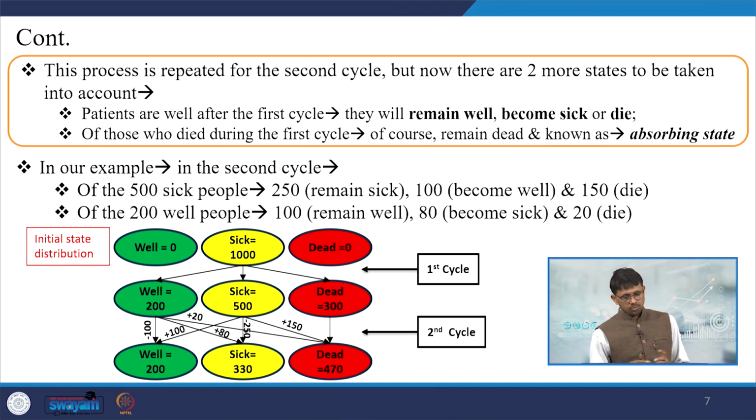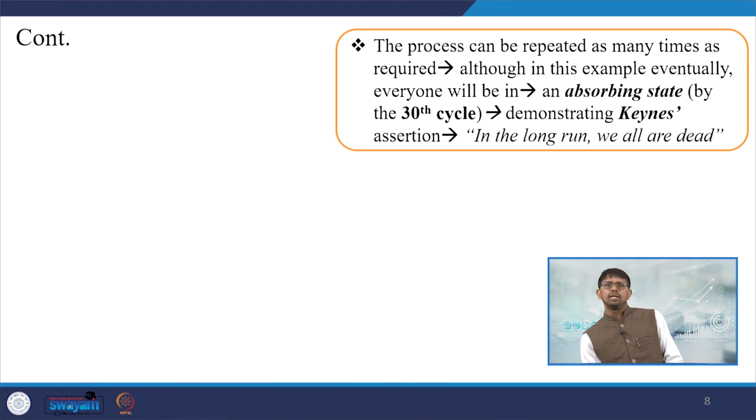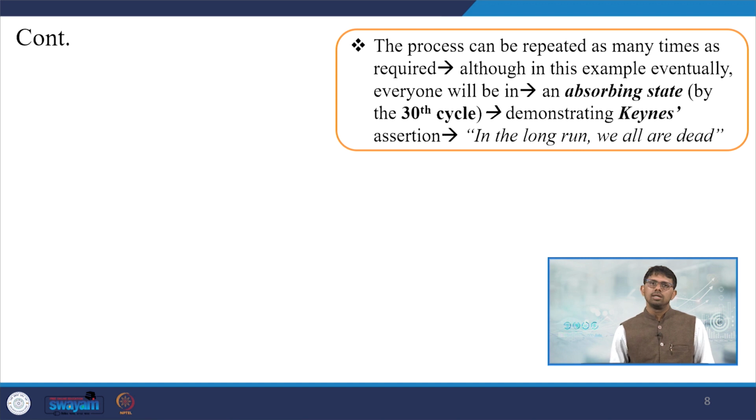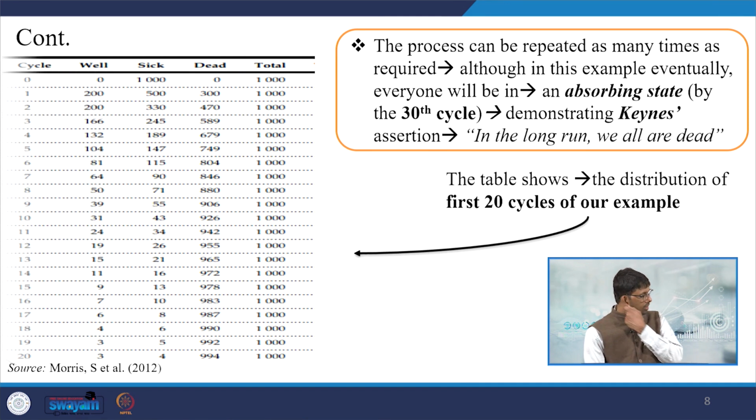Now, if we add all together, we find in total how many are dead and how many are sick till the end of the second cycle. The process can be repeated as many times as required, although in this example eventually everyone will be in the absorbing state by the 30th cycle, as mentioned by the author. So, in total all are absorbed. This is demonstrating Keynes's assertion. Basically, in the final cycle you will see all are dead. That means in the long run, as Keynes mentioned, all are dead, hence present allocation or evaluation really matters.